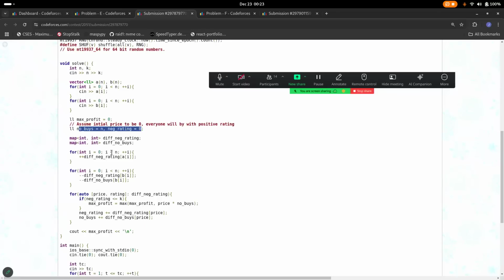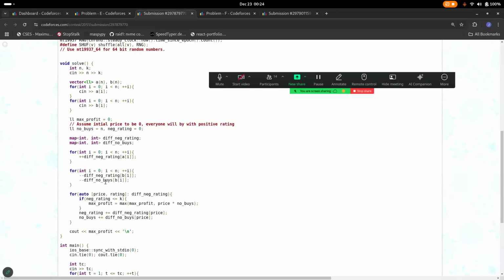And what we do is we iterate over all the A of I. What is the change that's going to happen in our pair, number of buyers and the negative rating, when your price exceeds A of I? When our price exceeds A of I, customer I is still going to buy the tree, but he is going to give a negative rating. So basically the negative rating is going to increase.